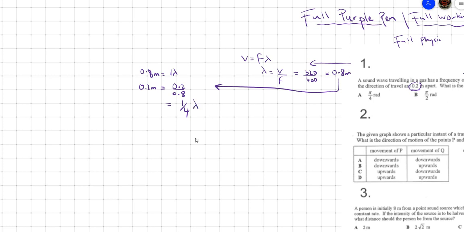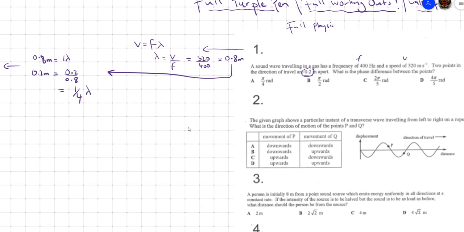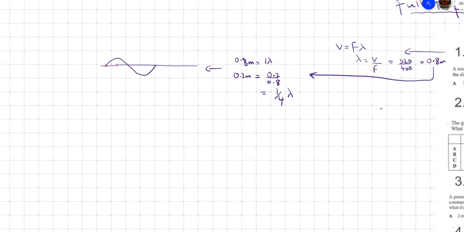So if I have to draw the wave, the wave is going to look like this. Let me draw a wave. The wave is going to go up, down, and up here. So a quarter wave is here. This is a quarter of the wave. So we've got two points, a quarter of a wavelength apart in the direction of travel. One point is here, and one point is, let's say, here maybe. So this point here is a quarter of the wavelength.